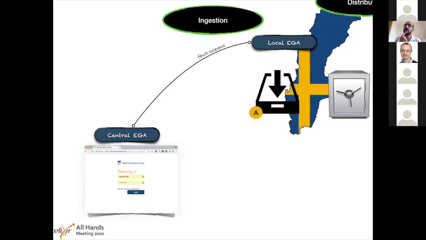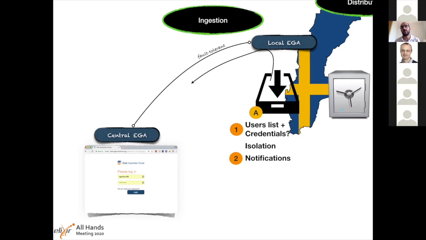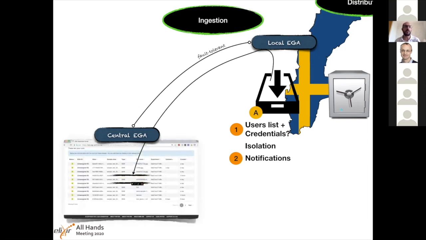In order to do that, the inbox needs to know who this user is and if they have the right password. So for that, we need the user list and the credentials. And central EGA centralizes the user list and credentials. Then the second part is that this inbox should, of course, have some sort of security so that one user cannot see the files of another user. And then when a file is uploaded, a notification is sent to the central EGA so that we know and can display on the web page that there is a new file uploaded.